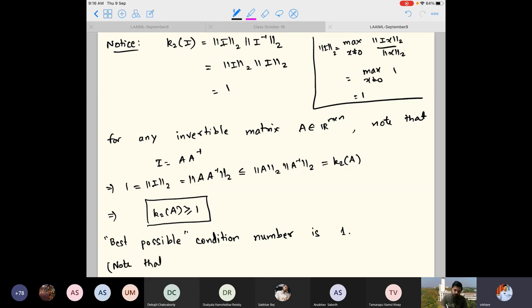Note that orthogonal matrices have the best possible condition number.